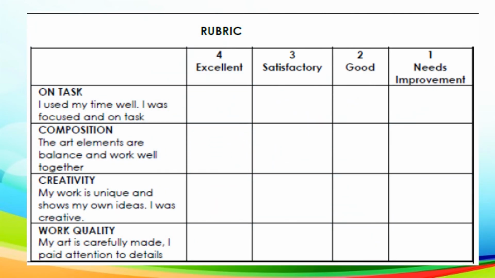Okay, you can use this rubric as your guide. So we have on task. I used my time well. I was focused and on task. For the composition, the art elements are balanced and work well together. And we have also creativity. My work is unique and shows my own ideas. I was creative. And then we have the work quality. My art is carefully made. I paid attention to details. So you will get 4 for excellent, 3 satisfactory, then 2 good, and 1 needs improvement. So you will submit your output.